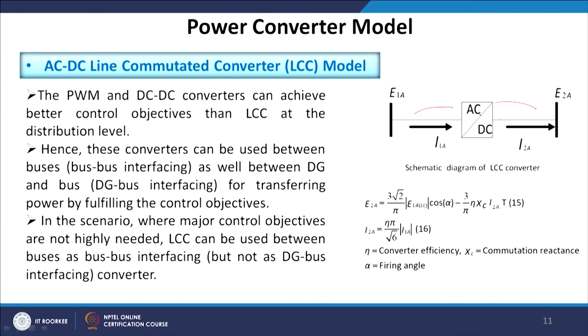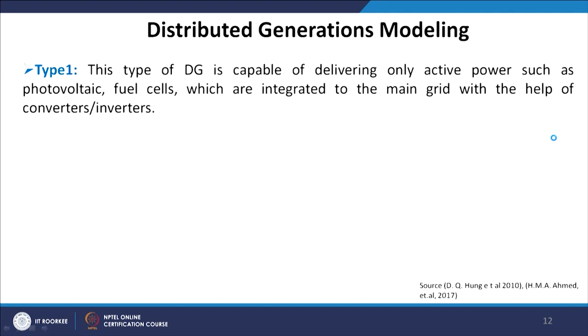Now, this is a pictorial, schematic diagram of the LCC converter, where you are converting from an AC bus to a DC bus, from bus number 1 to bus number 2, and this is how the LCC is represented or modeled in our analysis. Now, when you model, the next level is distributed generator modeling. We model distributed generators based on 4 types: type 1, type 2, type 3, type 4.